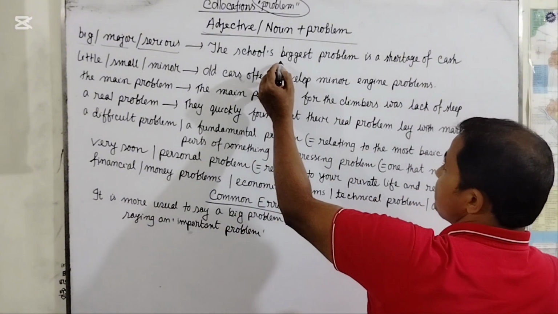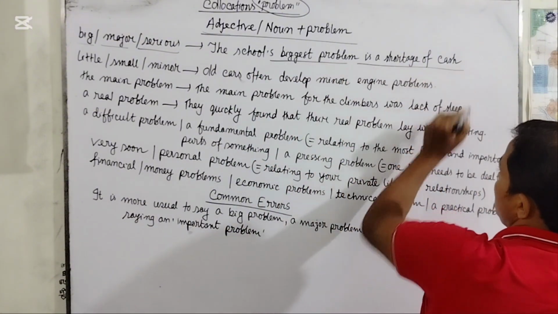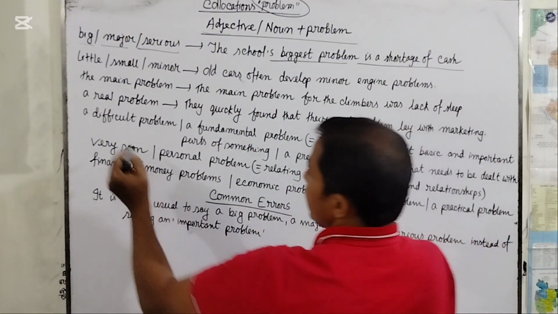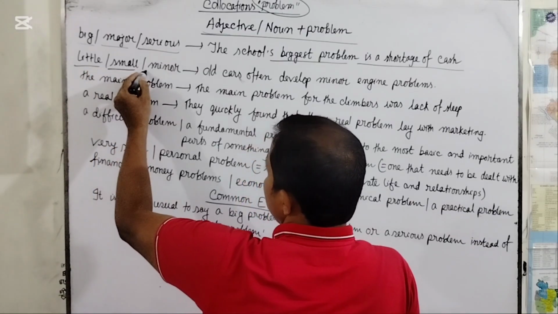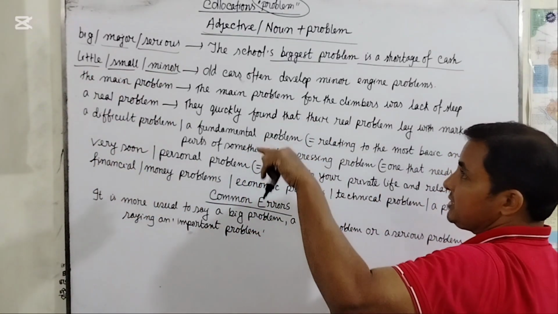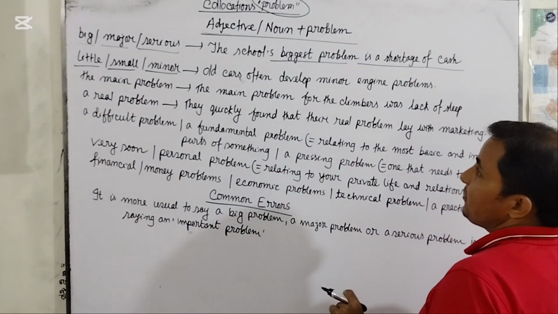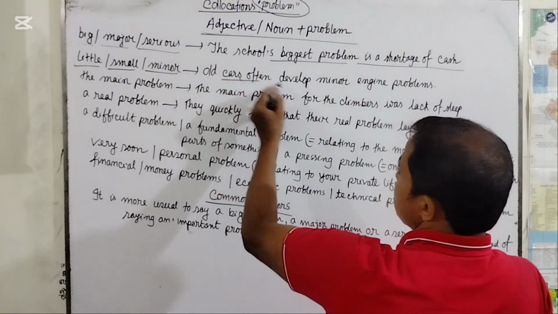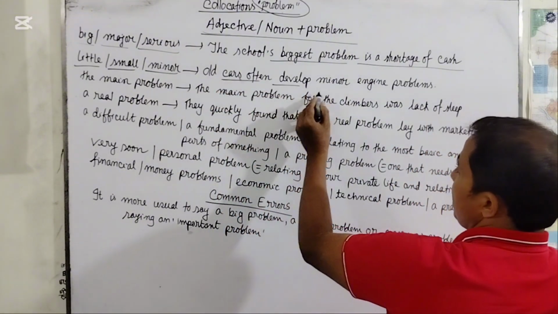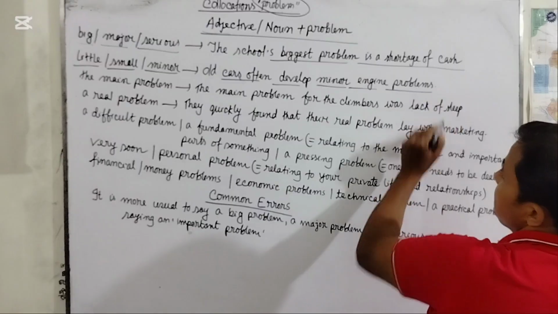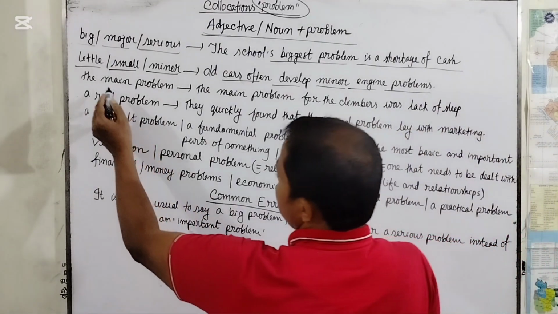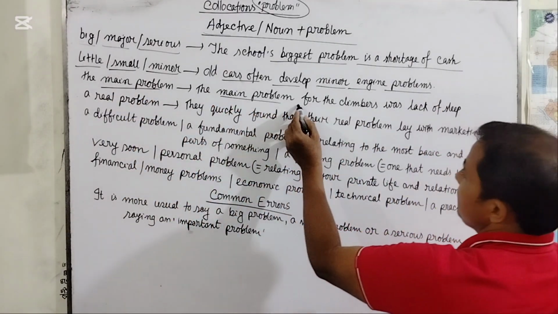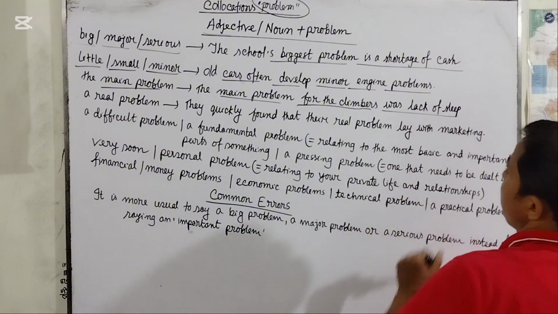Now I'm going to explain big problem, major problem or serious problem. The school's biggest problem is shortage of cash. Little, small, minor. After these words, you can add problem. Old cars often develop minor engine problems. The main problem for the climbers was lack of sleep.